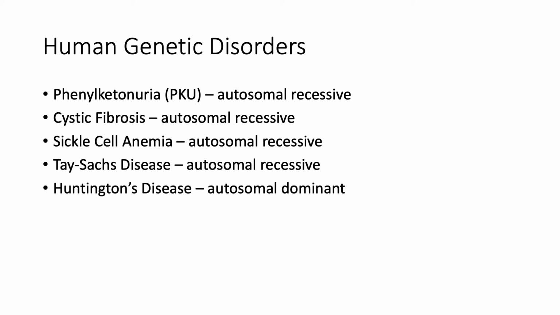Huntington's is different because it's autosomal dominant, so just one mutated copy is sufficient for the disorder phenotype. Huntington's is a neurodegenerative disease in which certain pathways degrade beginning in middle age, almost always resulting in death eventually.